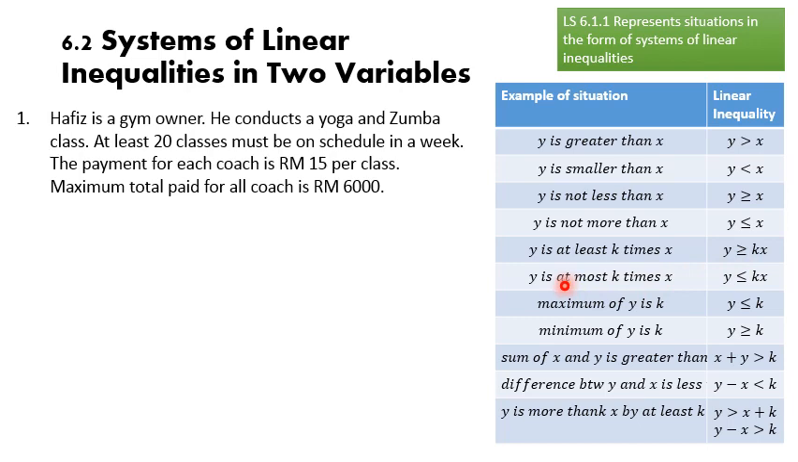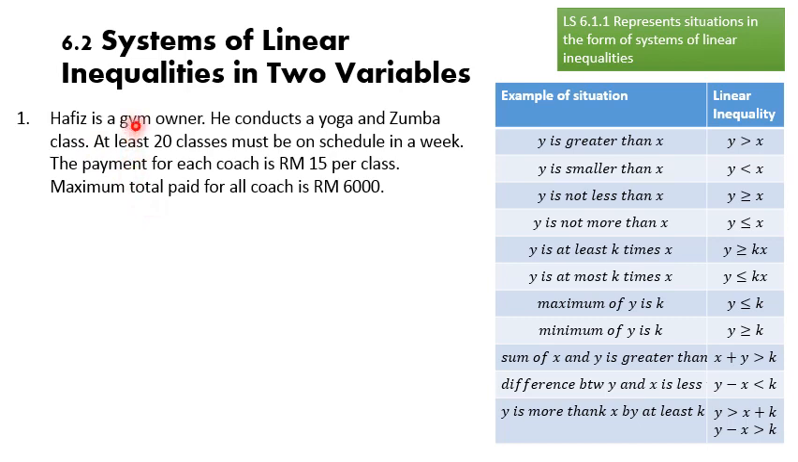Okay. So bila at least mesti ada greater or equal to. Sama juga bila at most. So y is at most k times x. Bila at most maksudnya nilai paling besar. So kita kena convert kepada less than or equal to. Okay. So our first example.